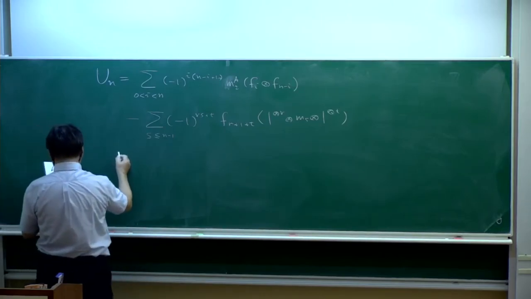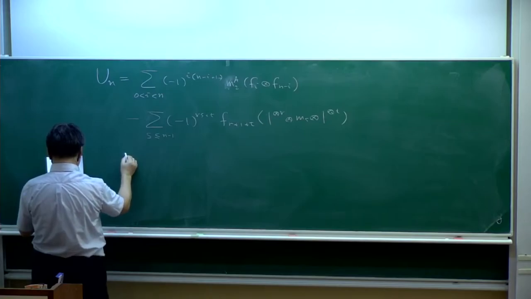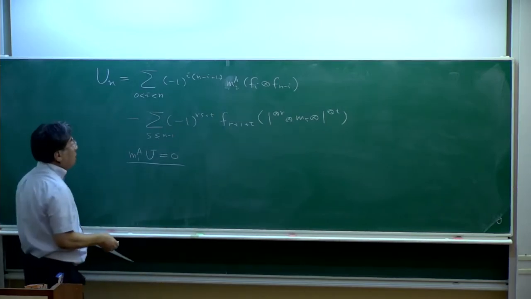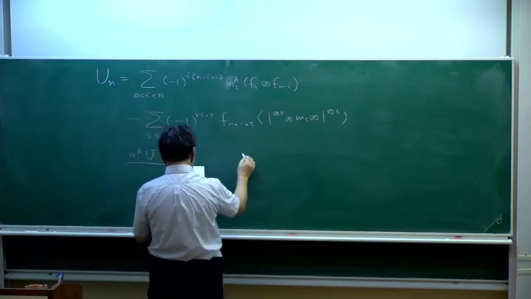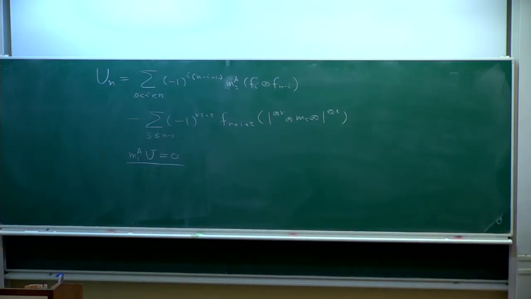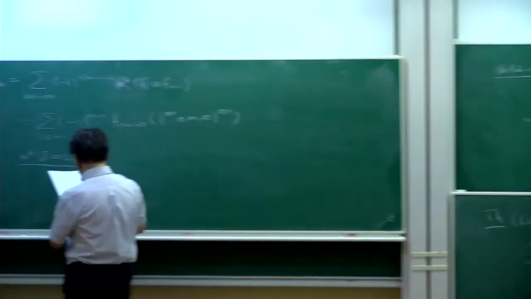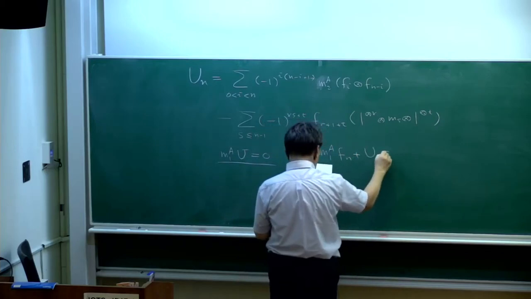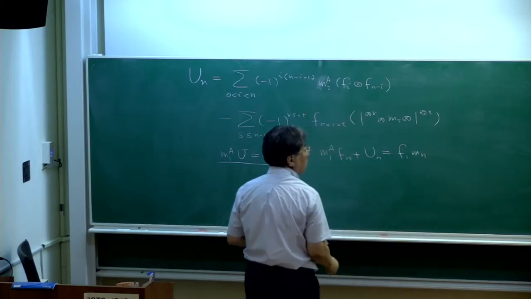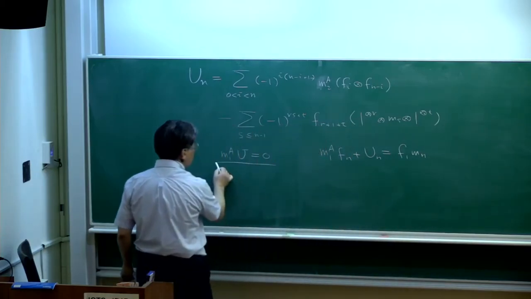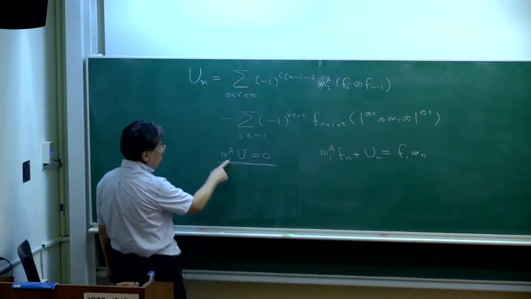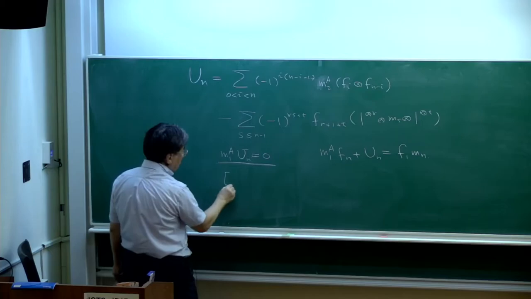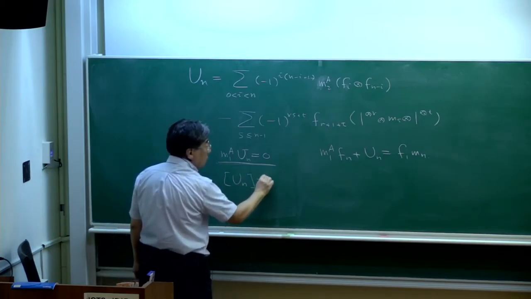And then one can show that M1 of U is zero. So this is a point. So assume this. Then this equation becomes the following: M1 of Fn plus Un is equal to F1 Mn. So Mn is not known. But suppose that this is true, then this is just a D. So this means that Un is closed, so there is a cohomology class Un. And this is a definition of Mn.